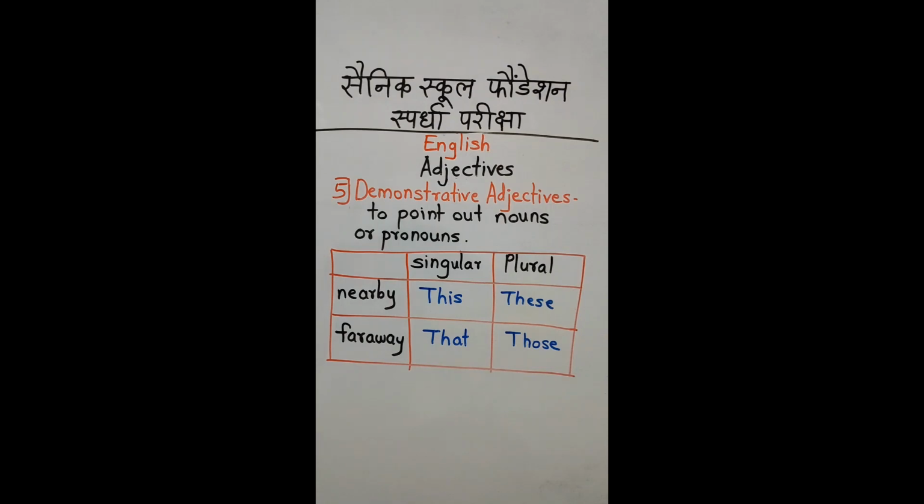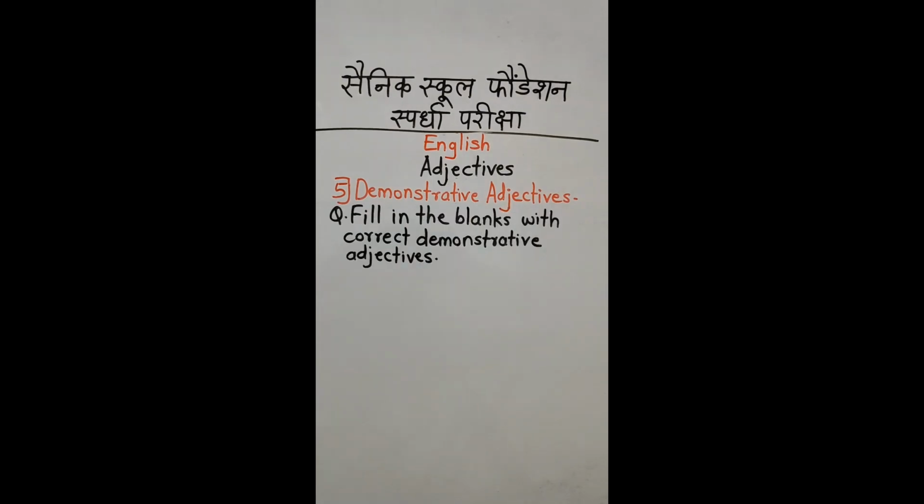So by using this chart we can remember which adjective we will use in a sentence. Now let us see the examples of it. Suppose you are given the question, fill in the blanks with correct demonstrative adjectives. That means here one by one I will give you some sentences in which you should identify which demonstrative adjective is suitable in the blanks from the options given.